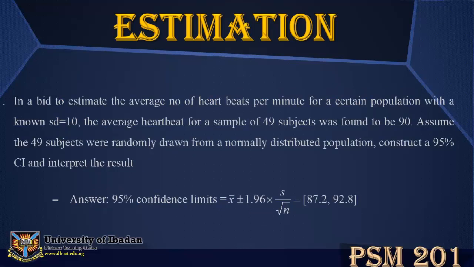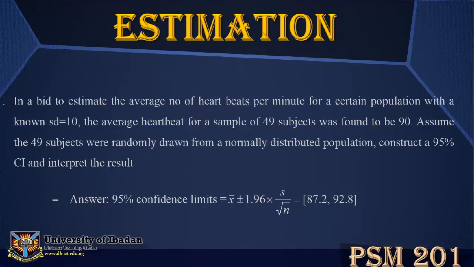In a bid to estimate the average number of heartbeats per minute for a certain population with a known SD, which is equal to 10, the average heartbeat for a sample of 49 subjects was found to be 90. Assume the 49 subjects were randomly drawn from a normally distributed population. Construct a 95% confidence interval and interpret the results.